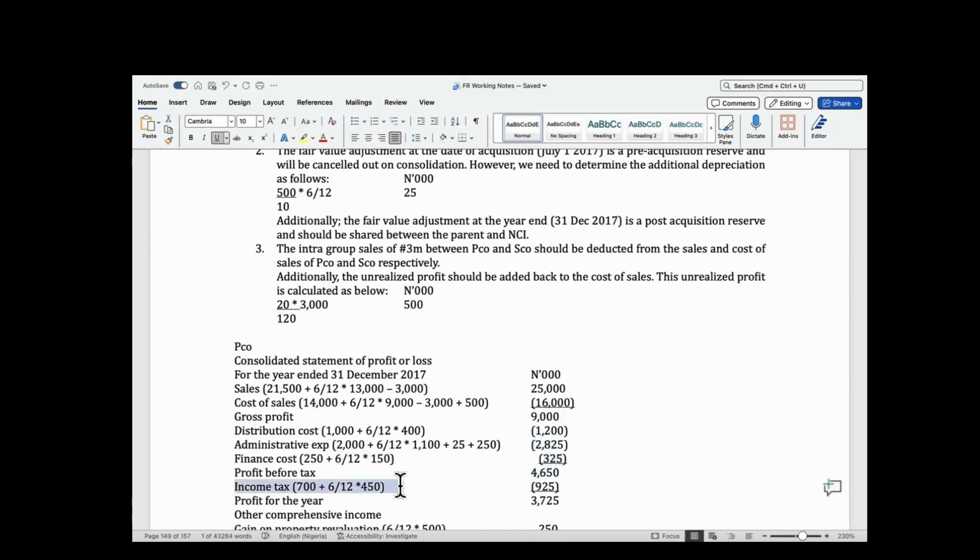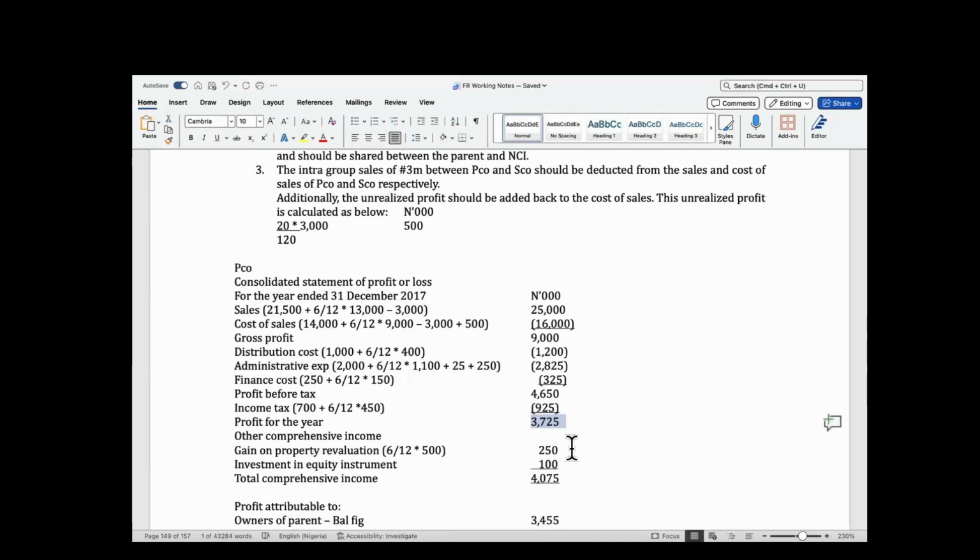Then income tax. My income tax is 700, the parent, plus 6 over 12 of the subsidiary, gives me 925. Then I get my profit for the year. Then other comprehensive income. Other comprehensive income would have the gain on property revaluation.